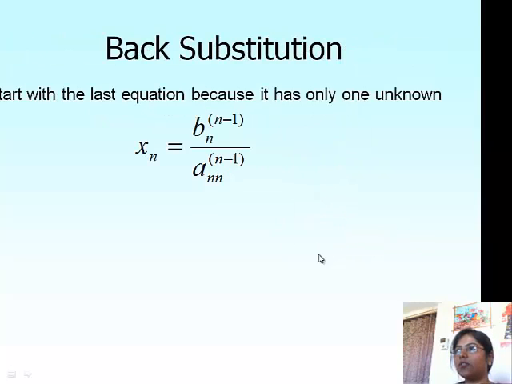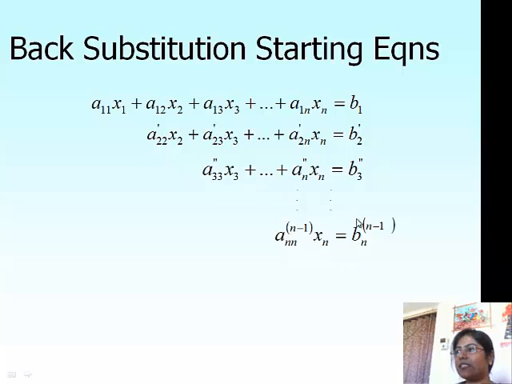If we start with the last equation, we get the value of xn as bn to the power n minus 1 divided by ann to the power n minus 1. Similarly, if we substitute the value of this xn in the previous equation, we get the value for x3, and similarly if we go in the backward direction and substitute the following values of xn, x3 and x2, we finally get all the values of x1, x2 and x3.